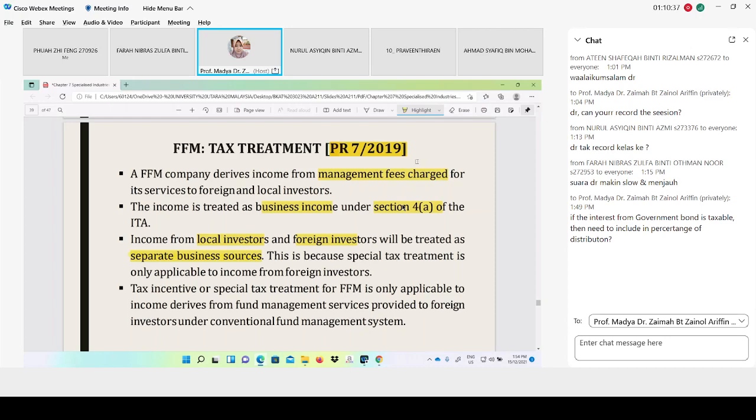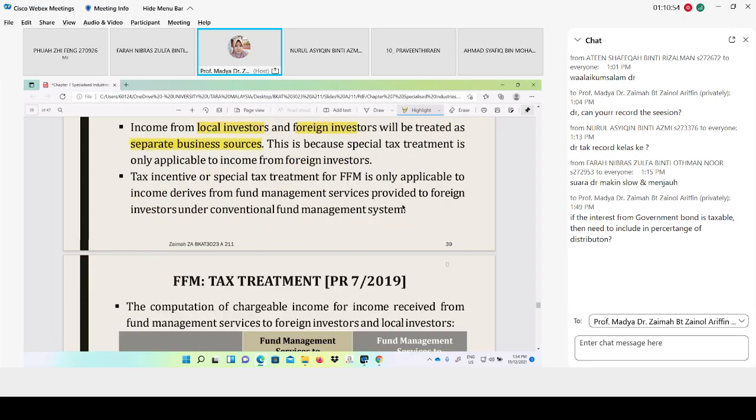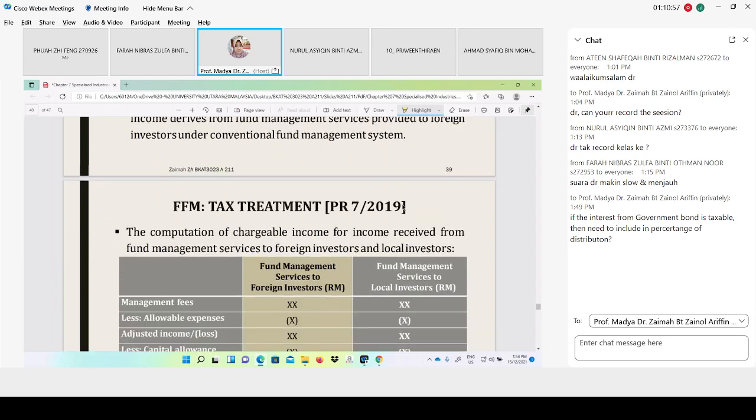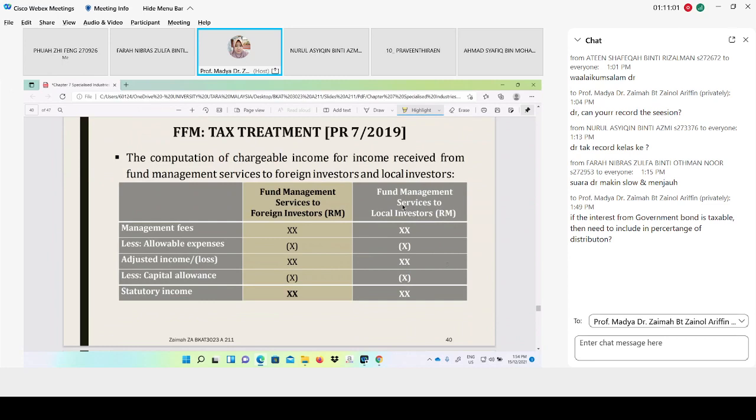Okay. So the tax incentive or special tax treatment for FFM is only applicable to income derived from fund management services provided to the foreign investor under the conventional fund management system. So we will look at this while we go through your example afterward. Alright, this is taken from Public Ruling 7/2019, the tax treatment.